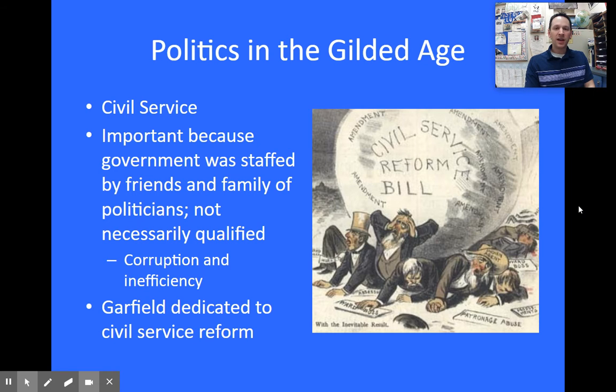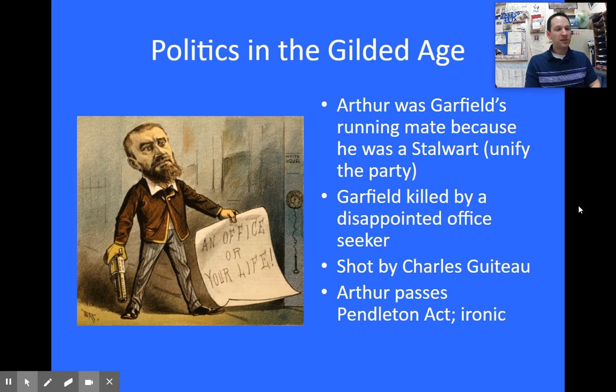James Garfield, when he's elected in 1880 and becomes president in 1881, dedicates his presidency to civil service reform, but his presidency is the second shortest in history because in September of that year, he is assassinated by a man named Charles Guiteau. Charles Guiteau was what they call a stalwart. He is a Republican that does not believe in civil service reform.